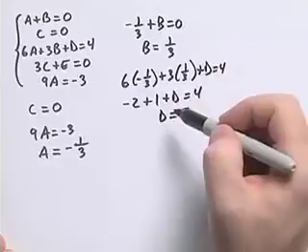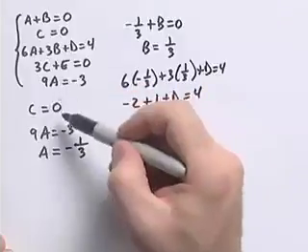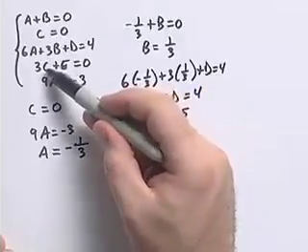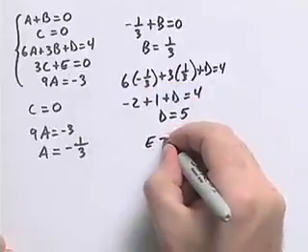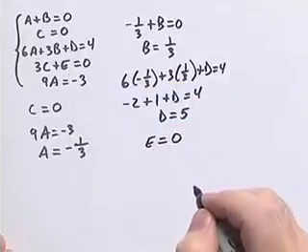So we have A, B, C, and D. We just need to know what E is. We know that C is equal to 0. And since 3C plus E must also equal 0, we know that E has to equal 0.